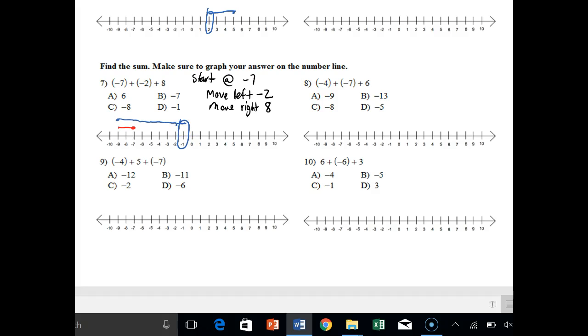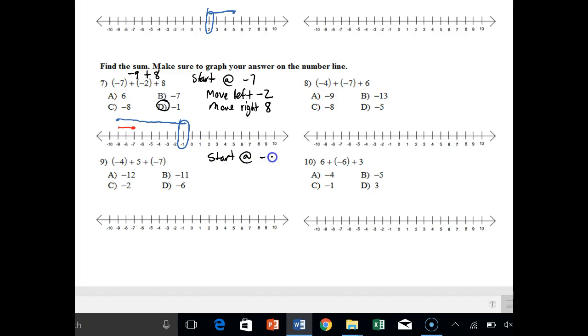You got to be super careful when you do this to make sure you're counting correctly how many spaces you moved. But basically this problem, sorry, let me circle my answer before I forget. This problem is basically negative 7 plus negative 2, which we found out is negative 9, and then negative 9 plus 8, right? And negative 9 plus 8 is start at negative 9, move it right 8 times, you should get to negative 1.